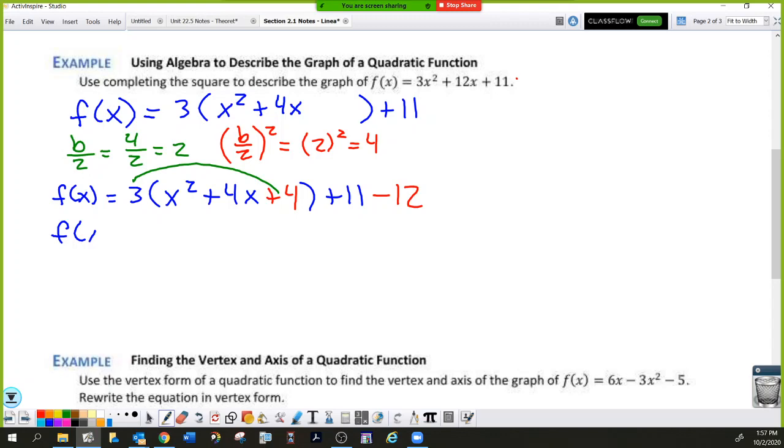It can be factored now. That 3 stays on the front. That set of parentheses looks like this. And guess what number comes after the x? This number, +2. So the b over 2 term will always be inside your parentheses if you complete the square correctly. It'll always be there. And outside, what I have, 11 minus 12? Yeah, that's -1. Boom, there you go. That is the exact same quadratic. That one's in vertex form.